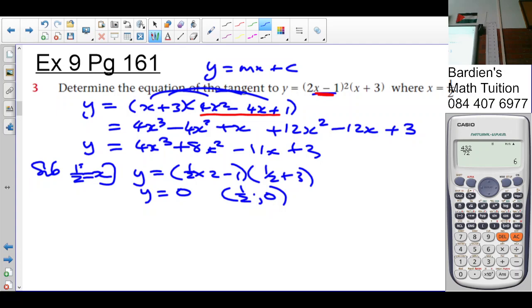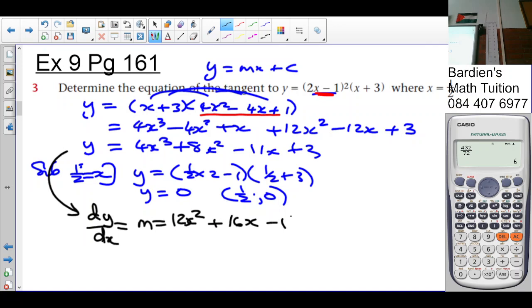Then, if you work out now dy dx, what is the first derivative of a graph? It is your gradient, your general gradient anywhere along the curve. So you apply my derivative here, I'm going to get 12x squared plus 16x minus 11. That's a general gradient anywhere along the curve.